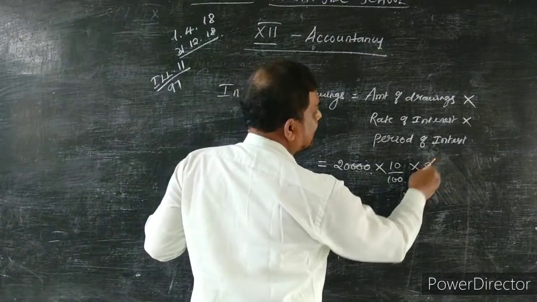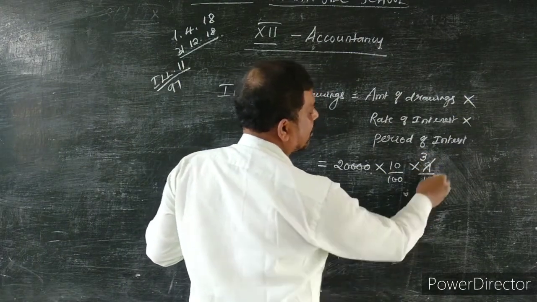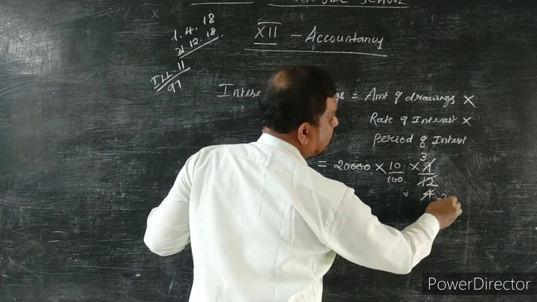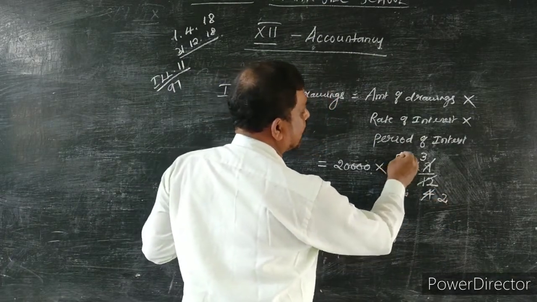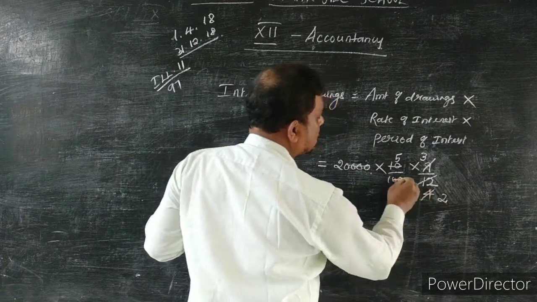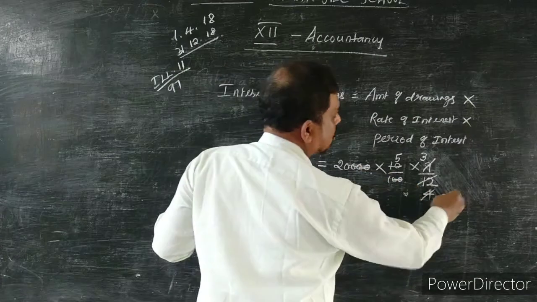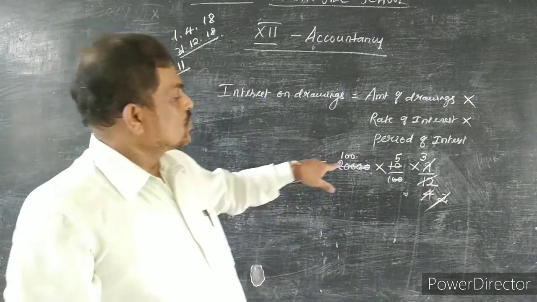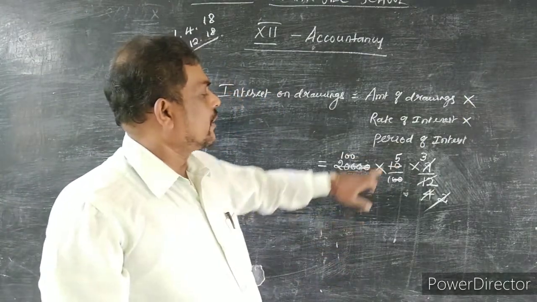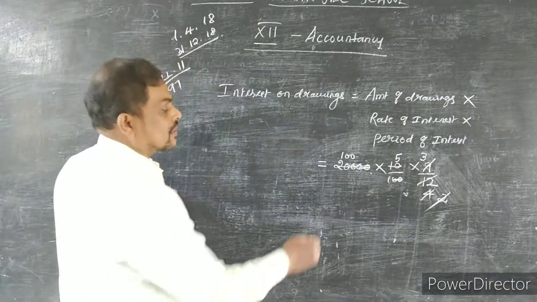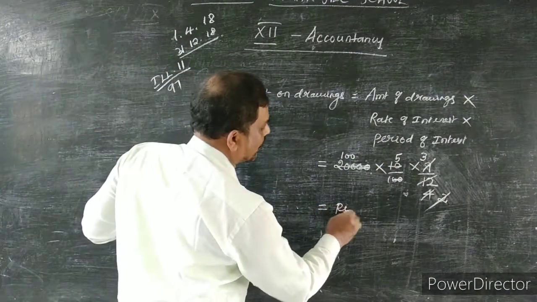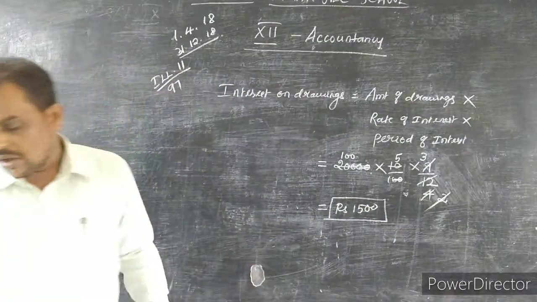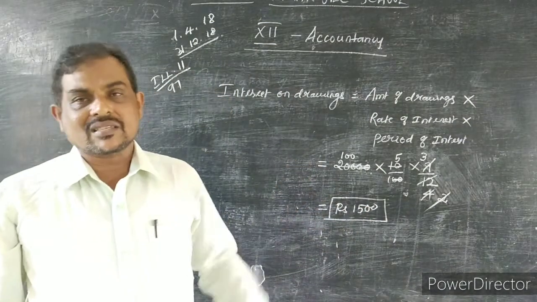So here 3 3s are 9, 4 3s are 12. 2 2s are 4, 5 2s are 10. Here 2 zeros will be cancelled. 2 1s are 2, 100 2s are 200. Okay, so 100 into 5, 500. 500 into 3, rupees 1,500. Rupees 1,500 is the interest on drawings of this particular sum.